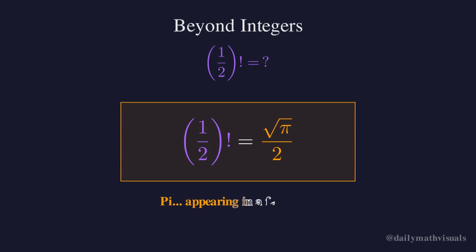Think about that for a moment. Pi, the number we associate with circles, appearing in factorial, a concept we define by counting arrangements of books on a shelf. This is the kind of unexpected connection that makes mathematics so beautiful. It tells us that factorial is just one piece of a much deeper, much more profound mathematical structure.